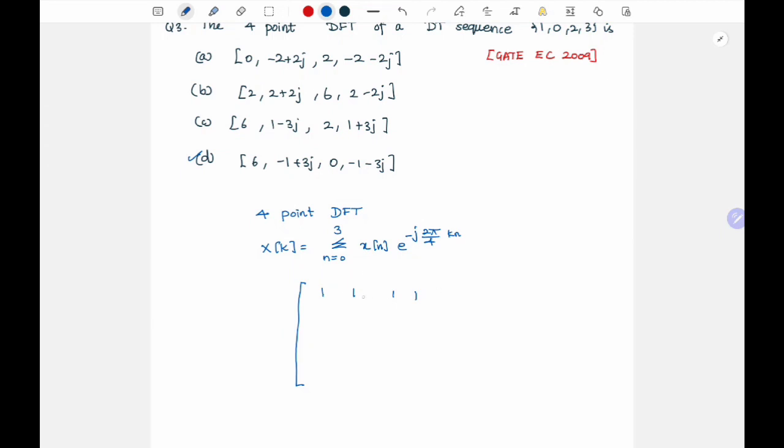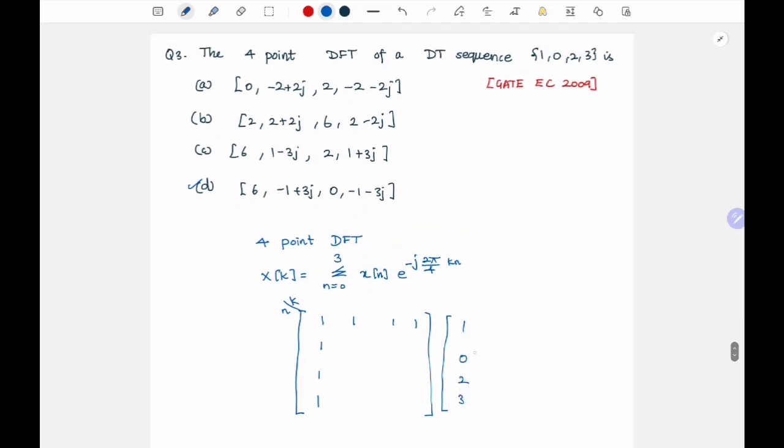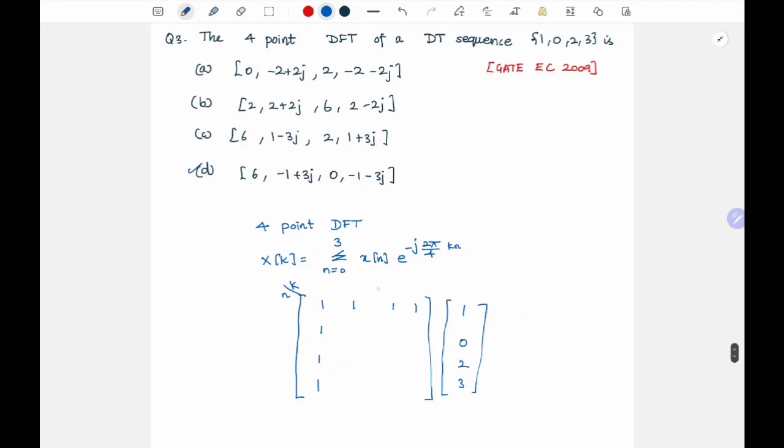Because in this row my k is 0, and in this column my n is going to be 0, so they are going to be equal to 1. So k and n, this is k equal to 0. And here my x of n will sit. So my x of n is 1, 0, 2, 3. So my sum over n will actually be in this direction. So I'll write, this is n equal to 0, n equal to 1, n equal to 2, n equal to 3. This is k equal to 0, k equal to 1, k equal to 2, k equal to 3.